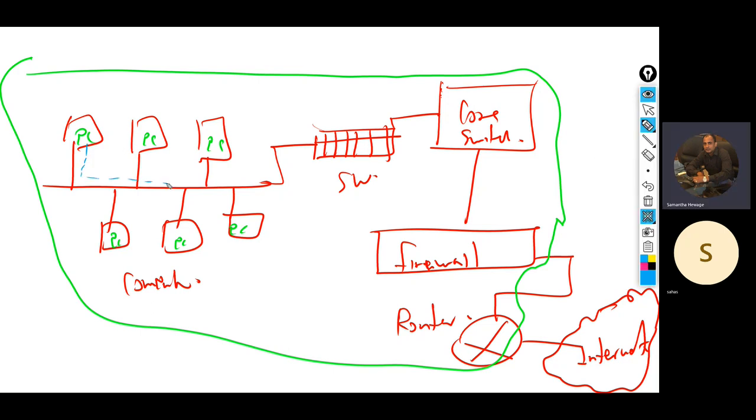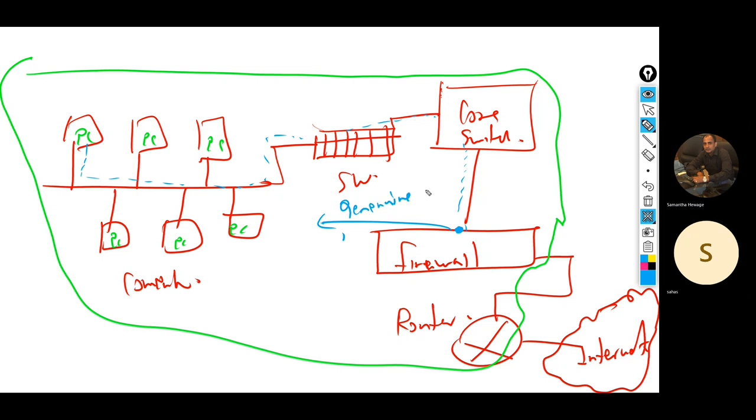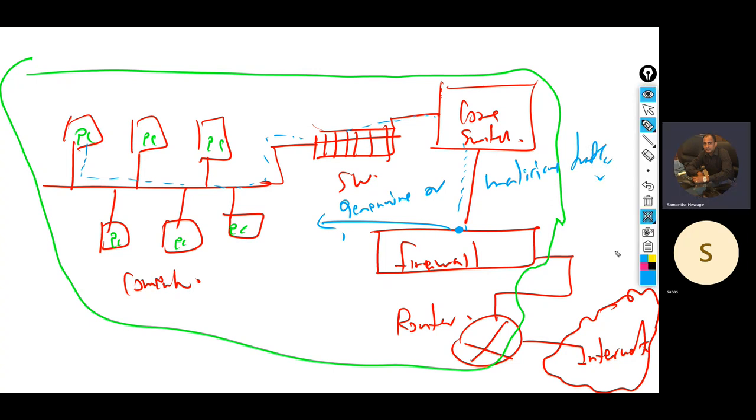If a PC wants to go to a particular website, the request comes like this, crosses the passage and comes to the firewall. The firewall will check whether this traffic is genuine or fraud, or whether this traffic is malicious. And when traffic comes from the internet, it comes to the router, and from the router, it comes to the firewall.